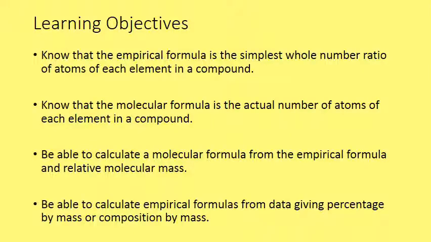So halfway through the lesson, let's just check which of the learning objectives we've covered. When we looked at the displayed formula of butane, we worked out the empirical formula of butane, and we also looked at the molecular formula too. So that was the first 2 learning objectives. And just now we've calculated a molecular formula from an empirical formula twice for 2 different examples. So we've done this one too. That means we can move on to calculating empirical formulas from data giving percentage by mass. So let's do that now.